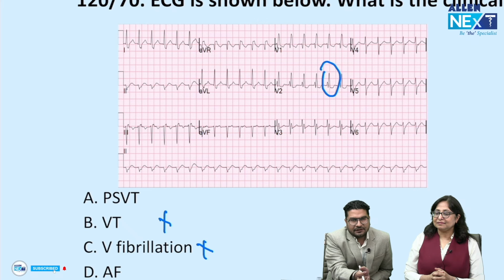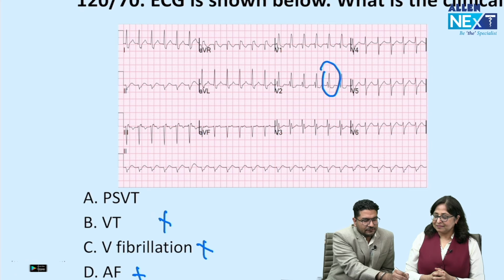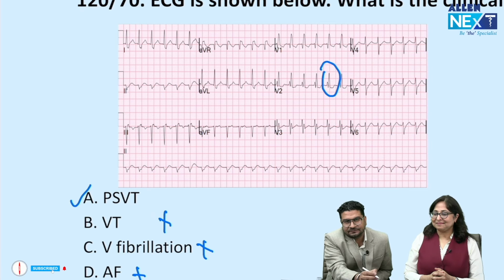Now, as all of you know, atrial fibrillation is characterized by an absent P wave. Here you can see the P wave is present, so that is again ruled out. So the answer for this question will be PSVT, paroxysmal supraventricular tachycardia.